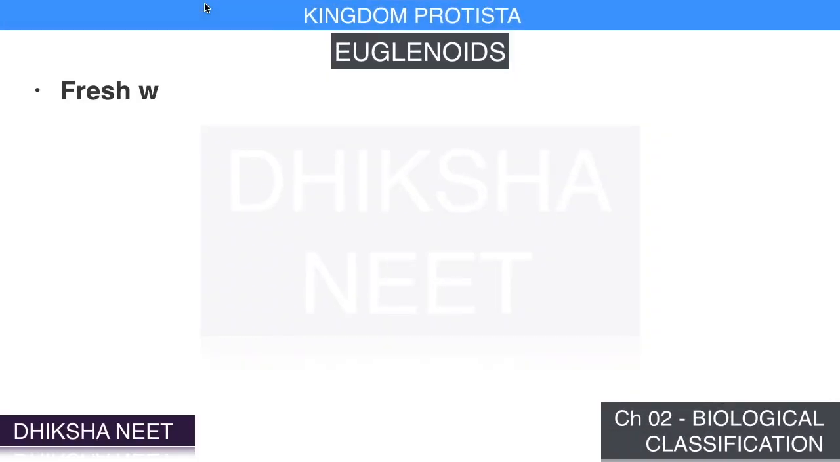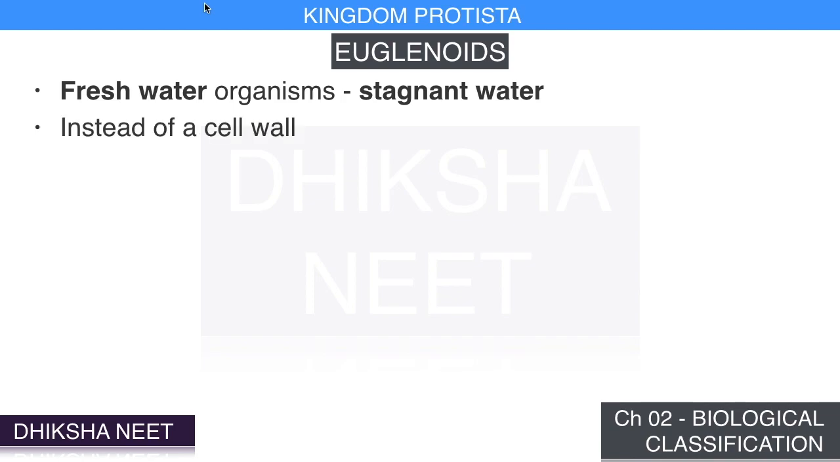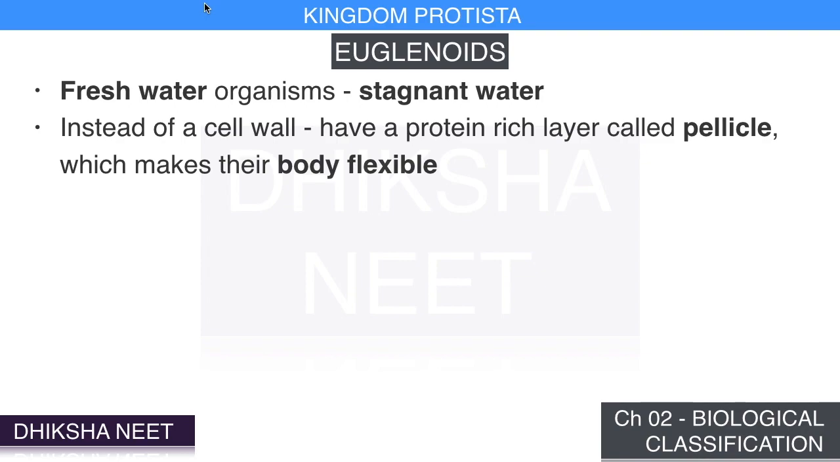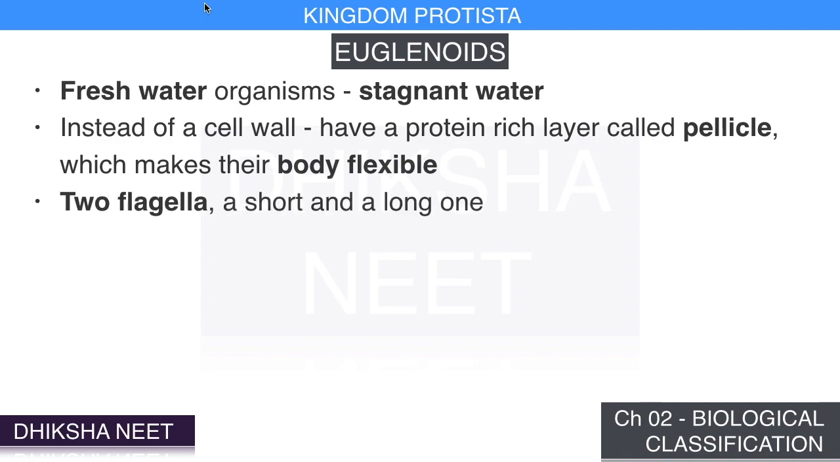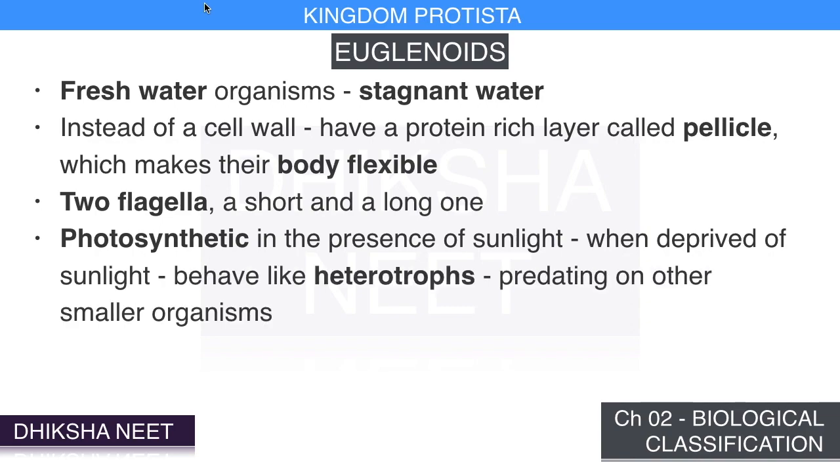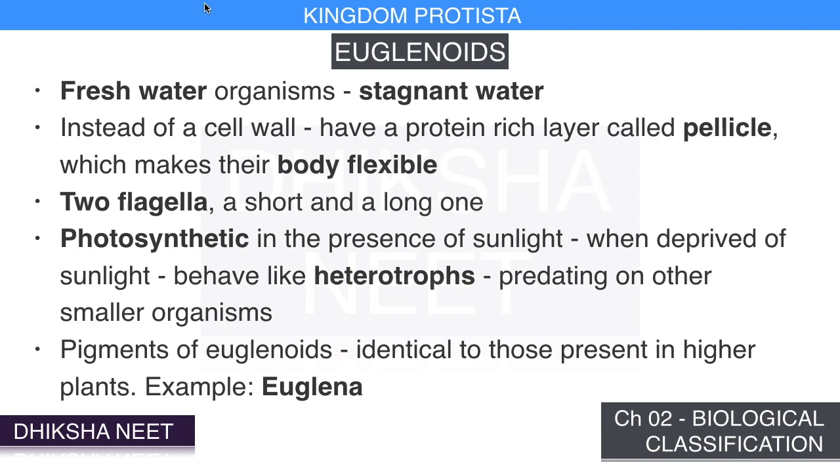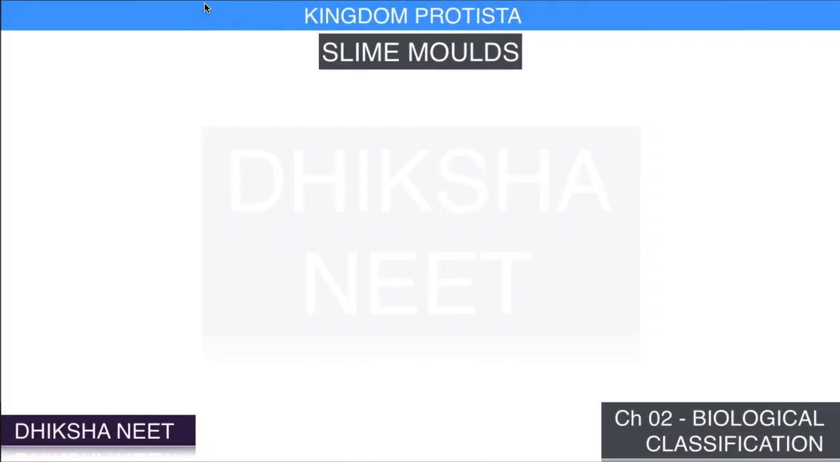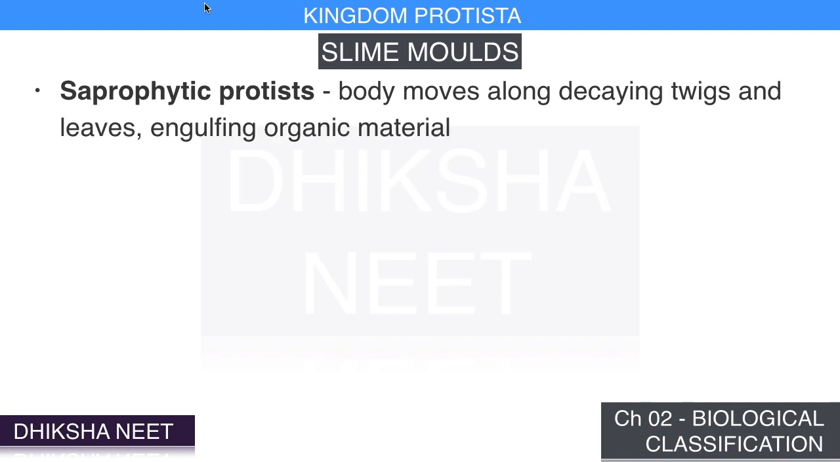Euglenoids. The majority of them are freshwater organisms, found in stagnant water. Instead of a cell wall, they have a protein-rich layer called pellicle, which makes their body flexible. They have two flagella, a short and a long one. Though they are photosynthetic in the presence of sunlight, when deprived of sunlight, they behave like heterotrophs by predating on other smaller organisms. Interestingly, the pigments of euglenoids are identical to those present in higher plants. Example, Euglena.